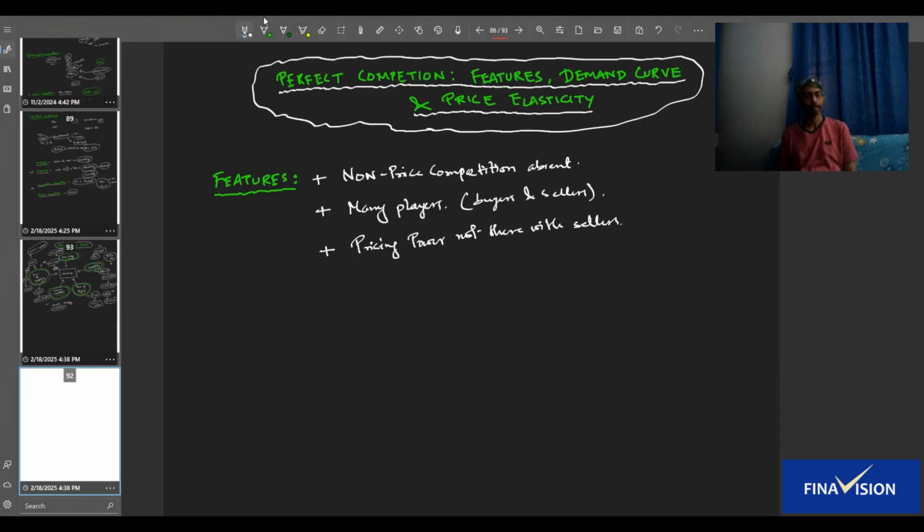Numerous buyers and sellers. Non-price competition means no advertisement, no product differentiation. Then very, very low entry barriers. These are the main features.